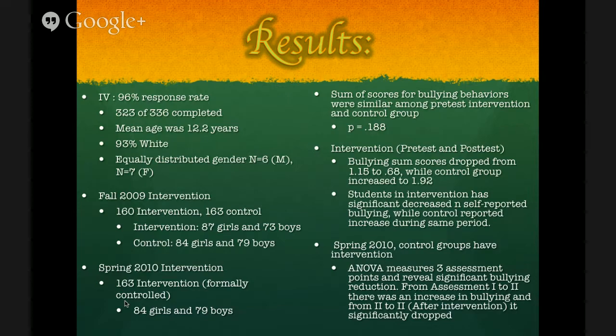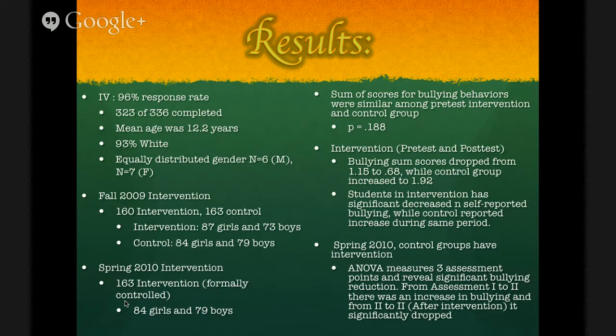Fall 2009 intervention group consisted of 160 students, 87 girls and 73 boys, and our control group was 163 students with 84 girls and 79 boys. And remember that the control group for fall 2009 became the intervention group for spring 2010.